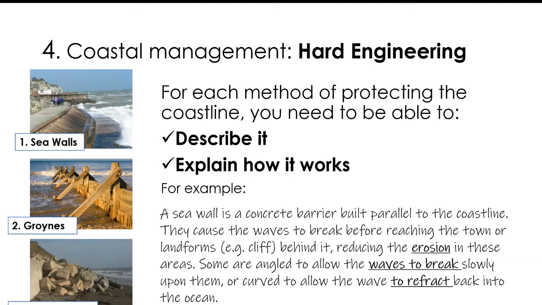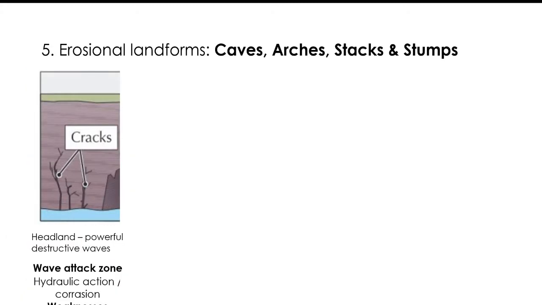You'll notice in that number 3 image that actually there is a seawall behind it. So sometimes rock armour is used to break up the energy before it hits the seawall, to prevent that seawall from having to take the brunt of the force of the wave.